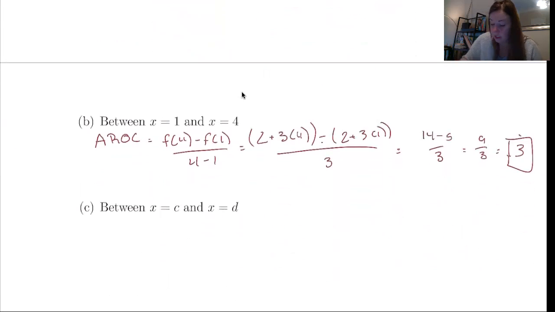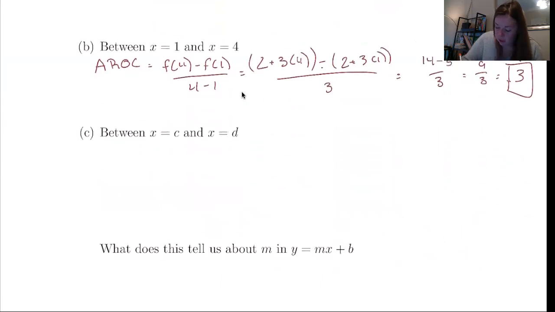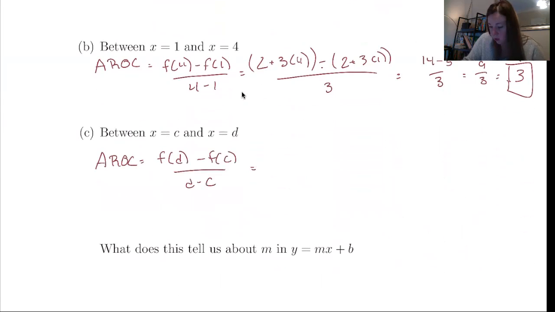Now, what if I do it from C to D? This is kind of confusing, right? Like, I'm not going to plug in any numbers. I'm going to plug in D and C into my function and see what happens. So I'll get 2 plus 3 times C. Oh, sorry, not 3 times C, 3 times D minus 2 plus 3 times C over D minus C.